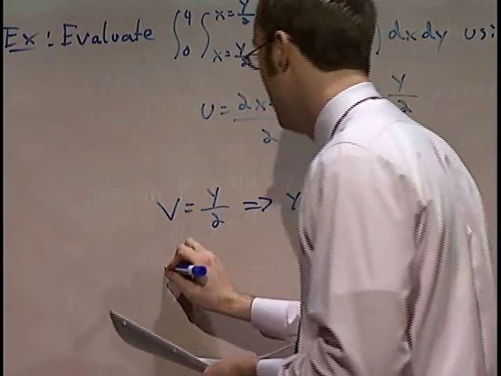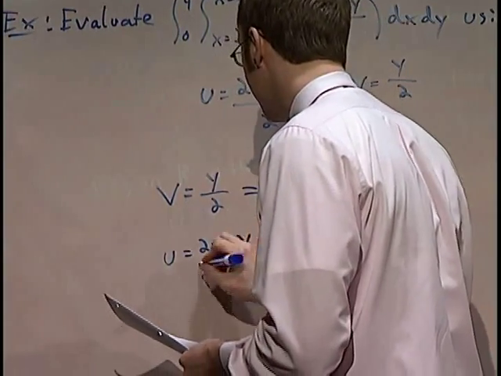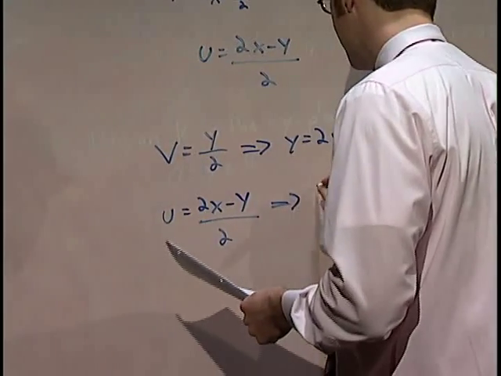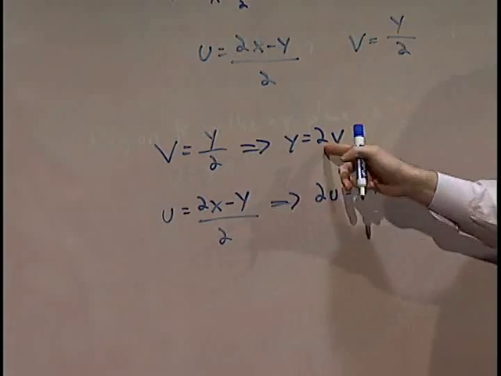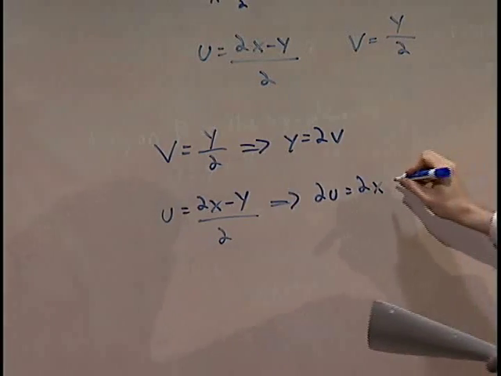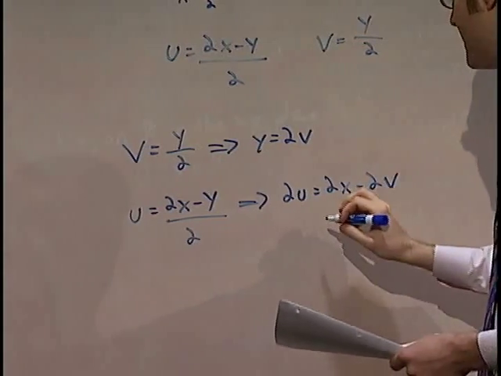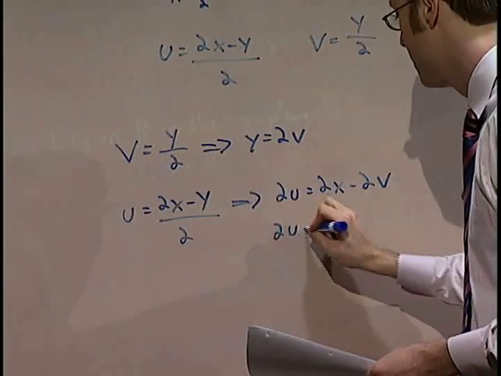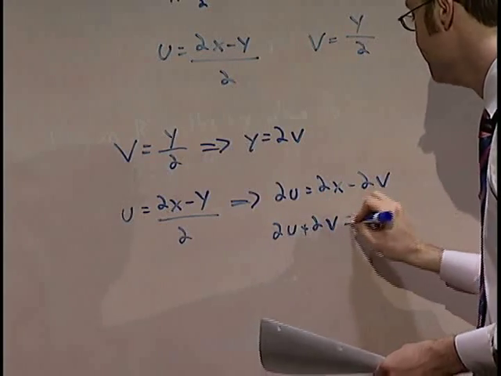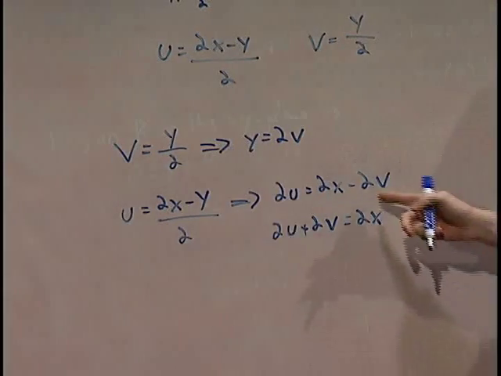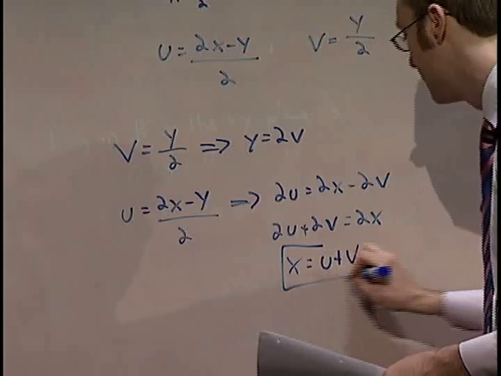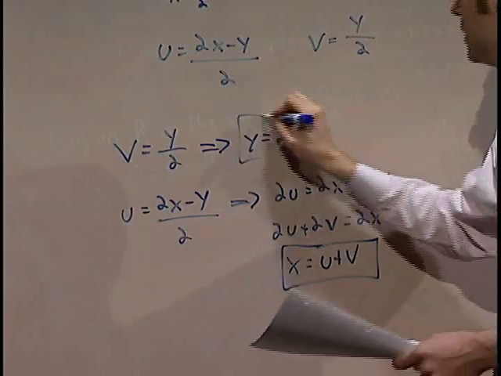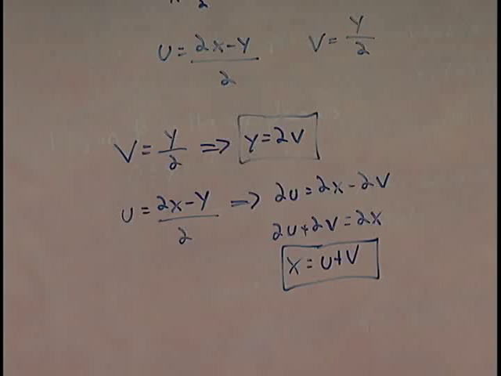All right? So there's y in terms of U and V. Okay? And if U equals 2x minus y over 2, that tells us 2u equals 2x minus y, and y is equal to 2v, so we can just go ahead and plug in. 2u plus 2v equals 2x, right? And then we can divide by 2, and we'll get x equals u plus v. So there are x and y in terms of u and v, okay?